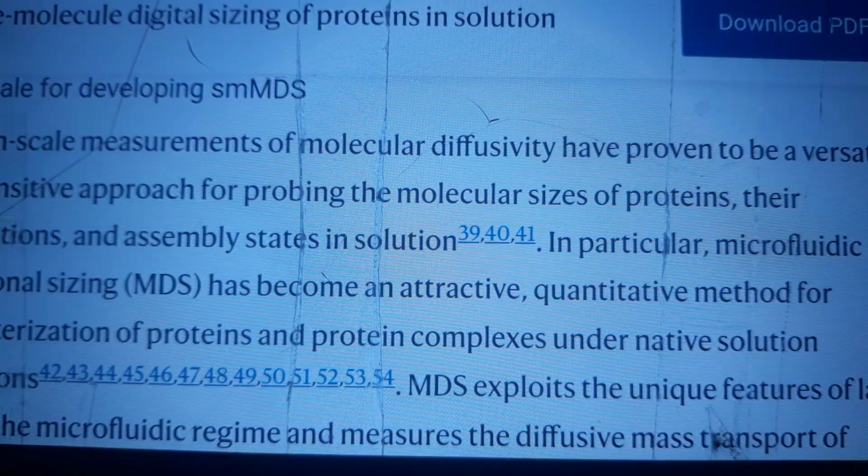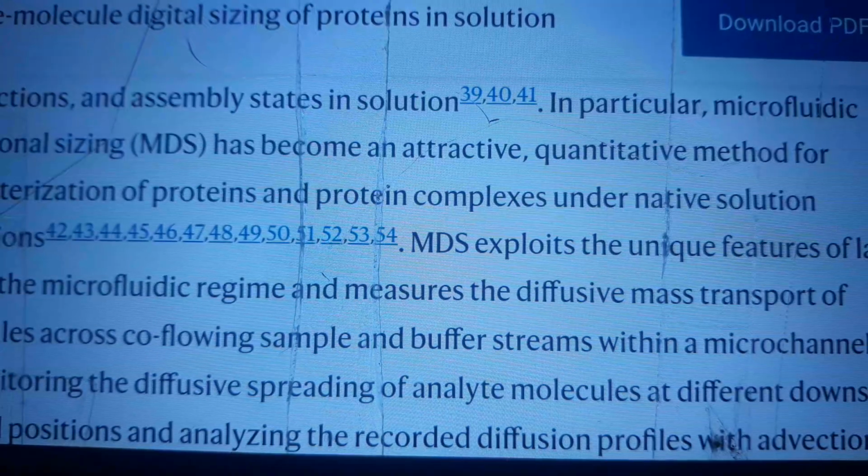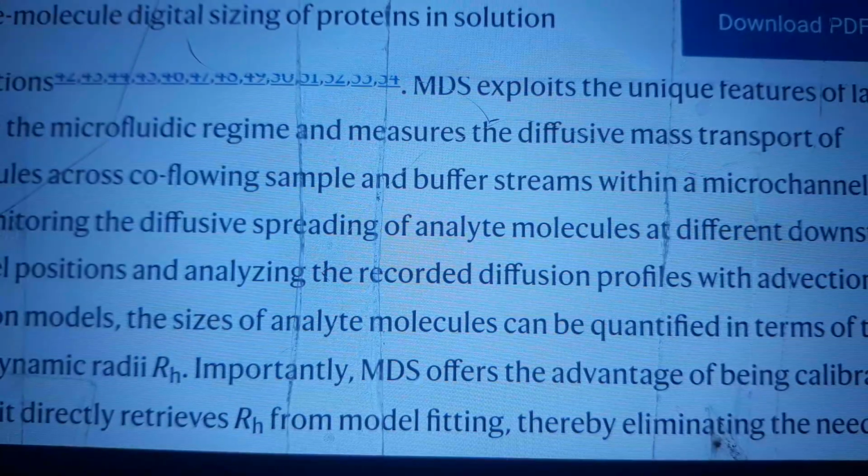Coming back to SMMDs, the rationale for developing SMMDs. Micron scale measurements of molecular diffusivity have proven to be a versatile and sensitive approach for probing the molecular sizes of proteins, their interactions and assembly states in solution. In particular, microfluidic diffusion sizing, MDS, has become an attractive quantitative method for characterization of proteins and protein complexes under native solution conditions. MDS exploits the unique features of laminar flow in the microfluidic regime and measures the diffusive mass transport of molecules across co-flowing sample and buffer streams within a microchannel.